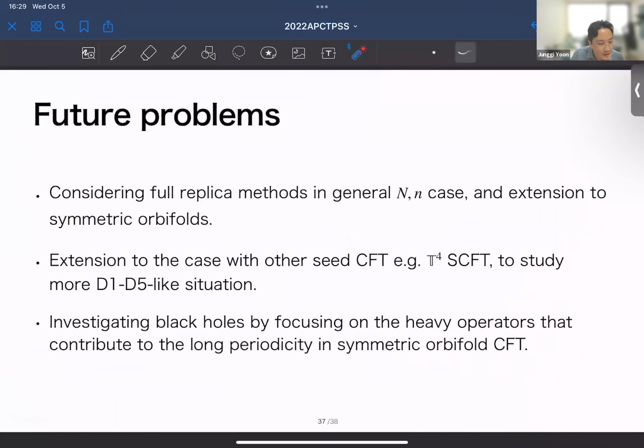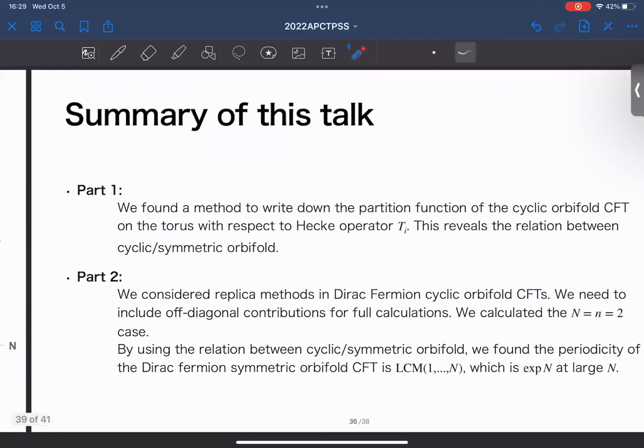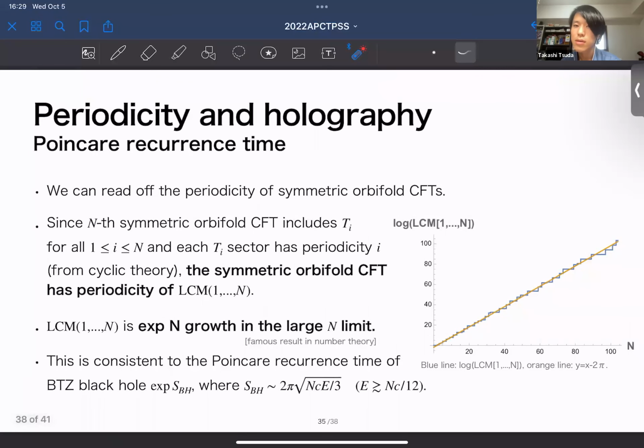Is there any other question? Sorry, I have a question. You found that the periodicity of the Dirac free fermion symmetric orbifold CFT is exponential. Do you expect that this exponential behavior is universal in any CFTs, like holographic CFTs?